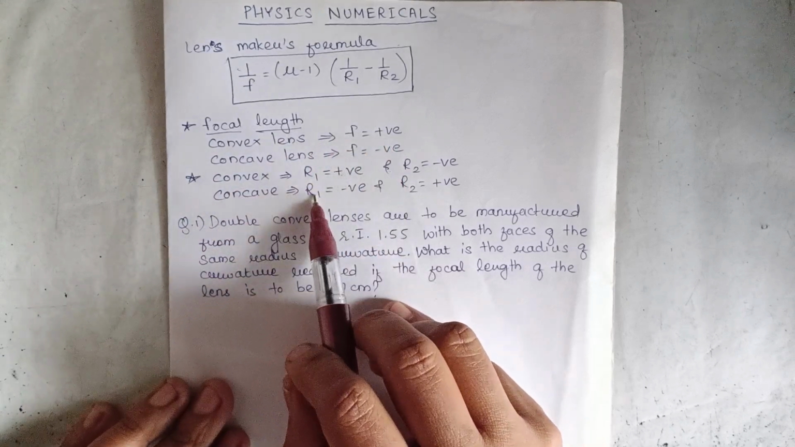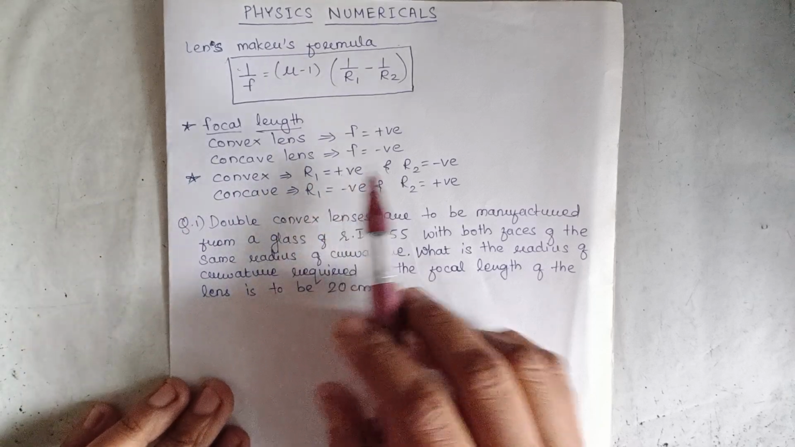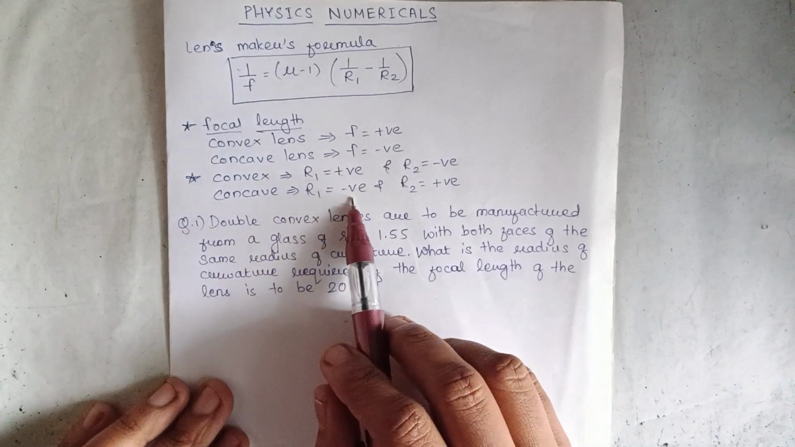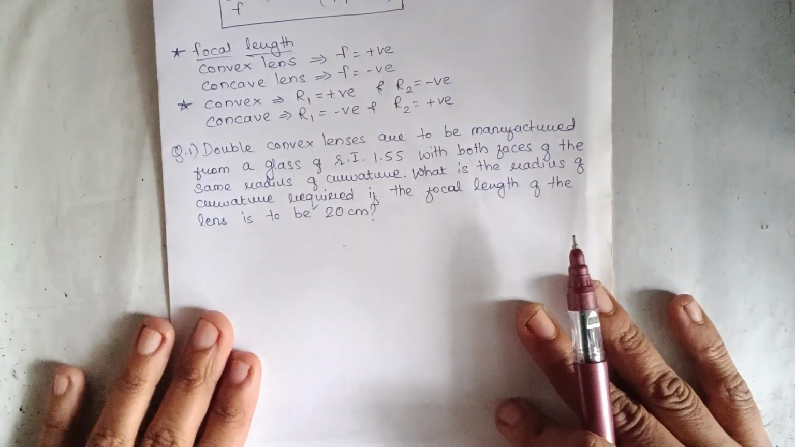Similarly, for radius of curvature, for convex you have to take R1 positive and R2 negative. For concave, you have to take R1 negative, R2 positive. Okay, let's solve an example.